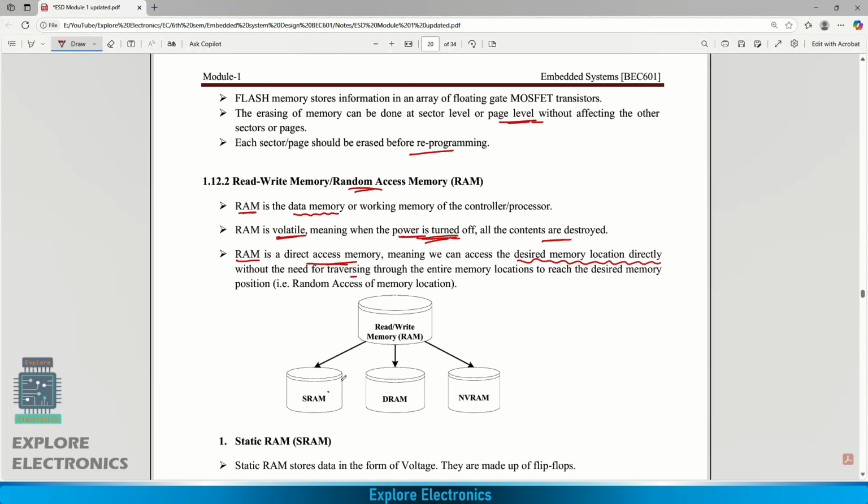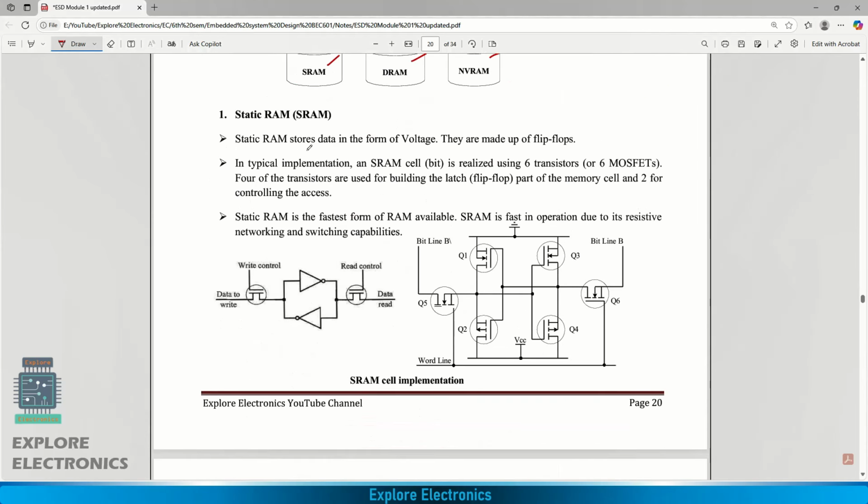So there are three types: SRAM, DRAM and NVRAM. What is SRAM? SRAM is static RAM. It stores the values in terms of voltage. We have designed it using flip-flops. The typical implementation of SRAM is that each and every bit which will be stored, a single bit storage requires 6 transistors.